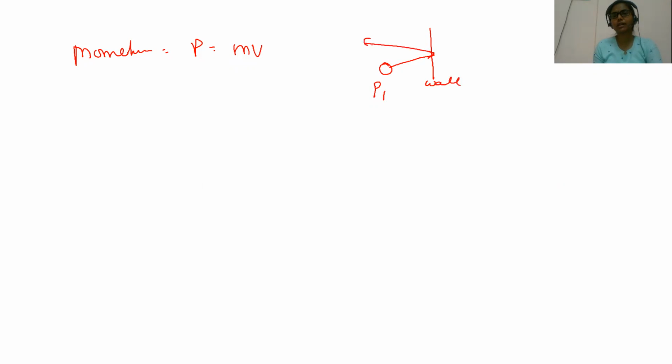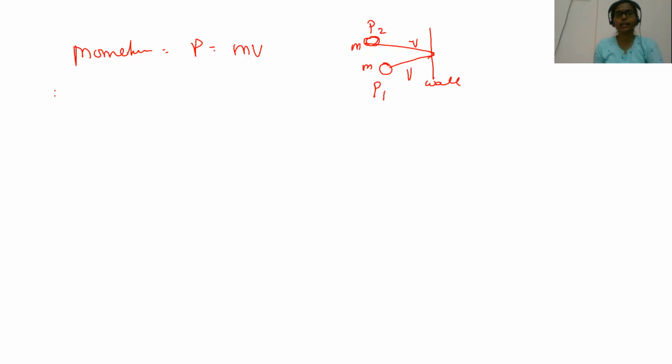It rebounds because of the elastic collision, and it rebounds with the same speed. Imagine this is V minus, it rebounds with the same speed. In that condition, its momentum is P2, imagine. And the mass of the ball never changes, whatever the speed. Since it is an elastic collision, I can take P1 and P2, where P1 is the initial momentum and P2 is the final momentum.